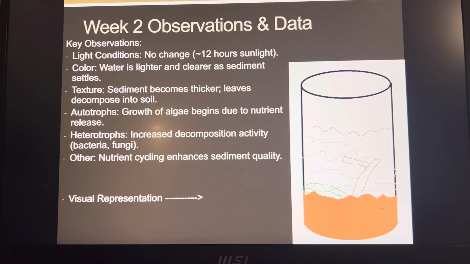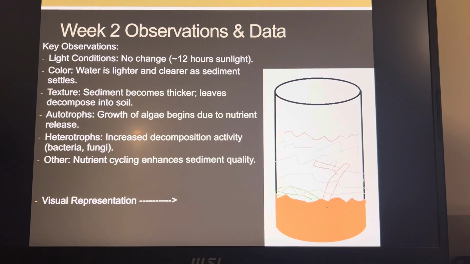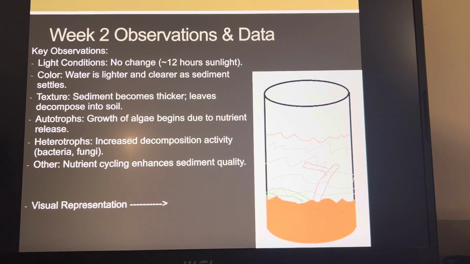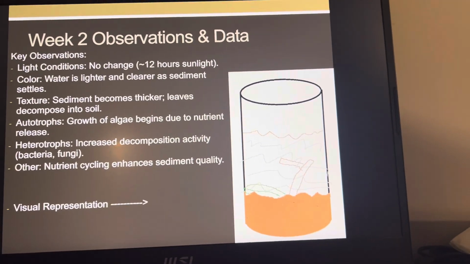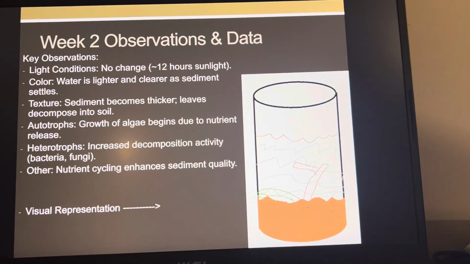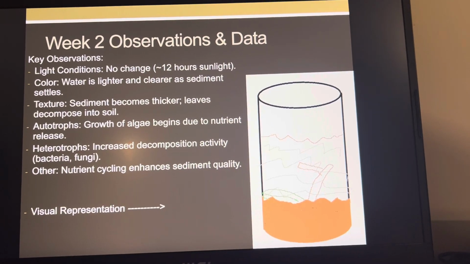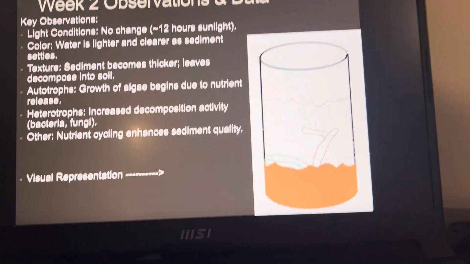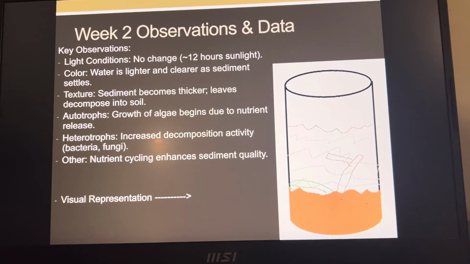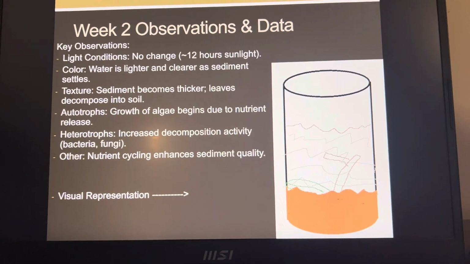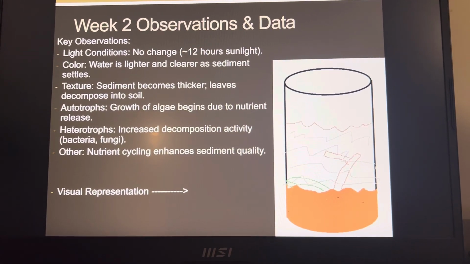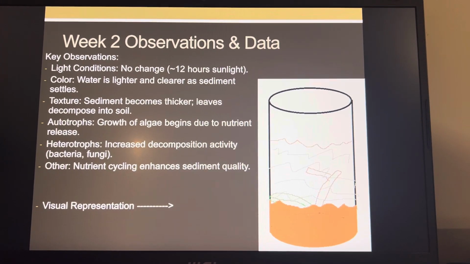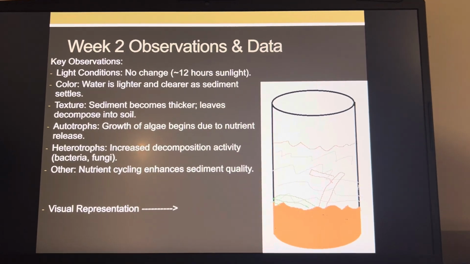By week 2, I observed a notable shift in the clarity of water. As sediment settled further, the muddy appearance began to lighten, creating a clearer environment at the top. The decomposition of leaves started to release nutrients into the water, which are vital for supporting life within the microcosm. Early signs of algae growth were visible, indicating that autotrophic activity had begun. Additionally, microbial activity increased. The bacteria and fungi began breaking down the organic material, jump-starting the nutrient cycle in this ecosystem.